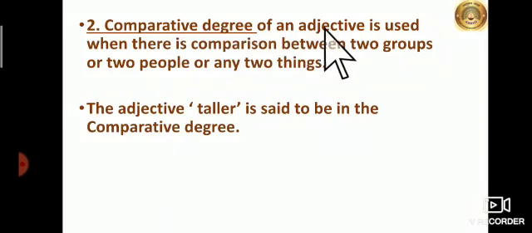Comparative degree of an adjective is used when there is comparison between two groups or two people or any two things. Now that is comparing. I hope by listening to a few sentences and examples you have understood what comparative degree is. The adjective taller is said to be in the comparative degree because the adjective taller is comparing one person with another person. The same goes with things, or with two groups where one group is compared to another group.